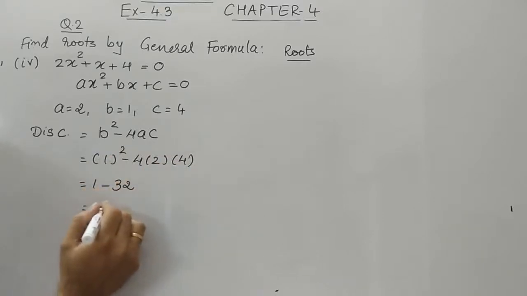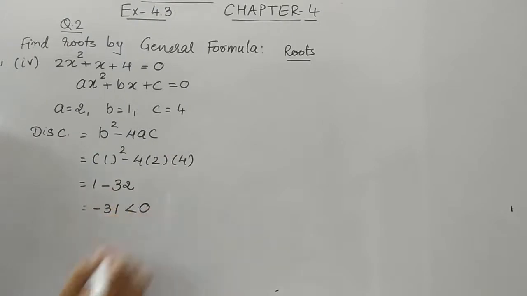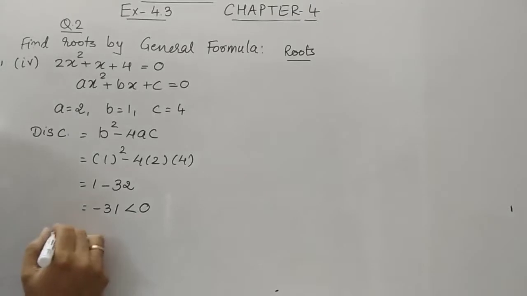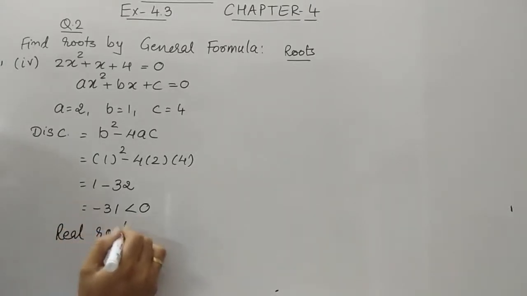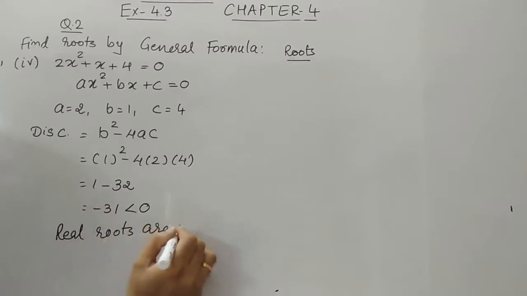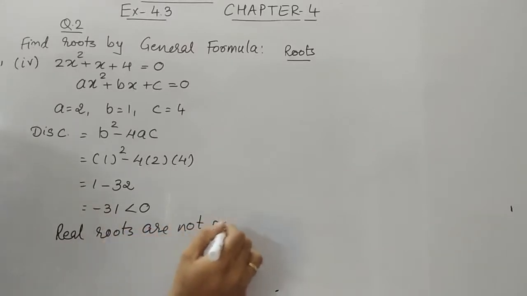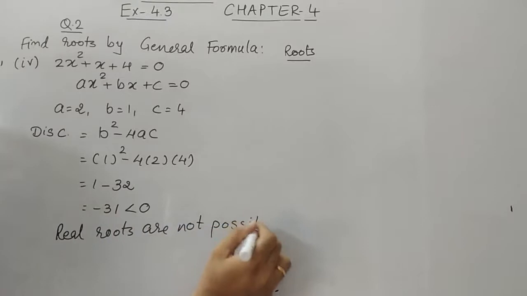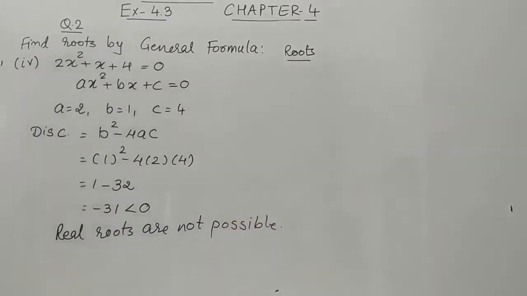So we observe here that the value of the discriminant is less than 0. So it is negative. We can come to the conclusion here that real roots of this equation are not possible. So there is no need to go further because real roots are not possible. So the question ends here: the real roots of this given equation do not exist.